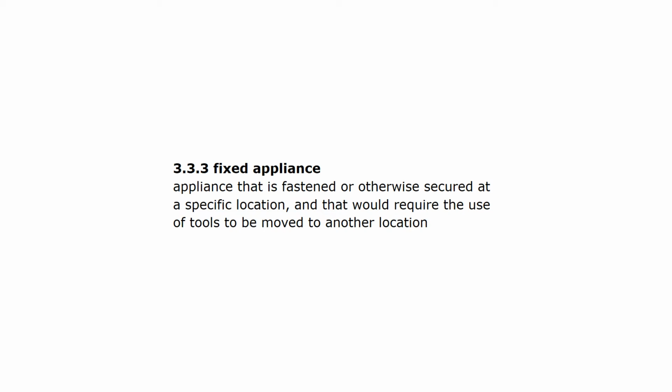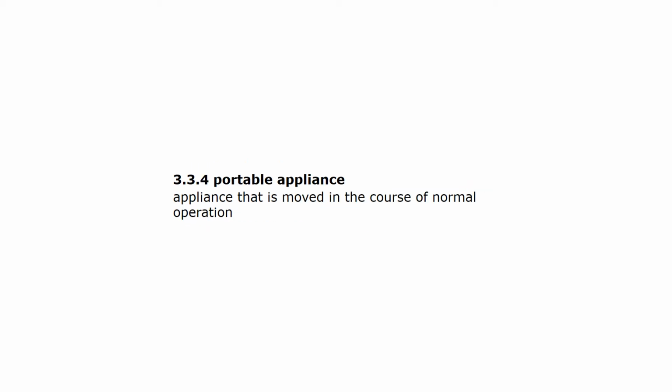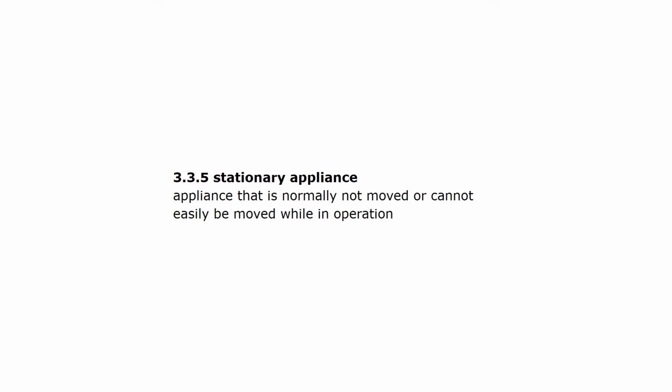Fixed appliance: appliance that is fastened or otherwise secured at a specific location and that would require the use of tools to be moved to another location. Portable appliance: appliance that is moved in the course of normal operation. Stationary appliance: appliance that is normally not moved or cannot easily be moved while in operation.